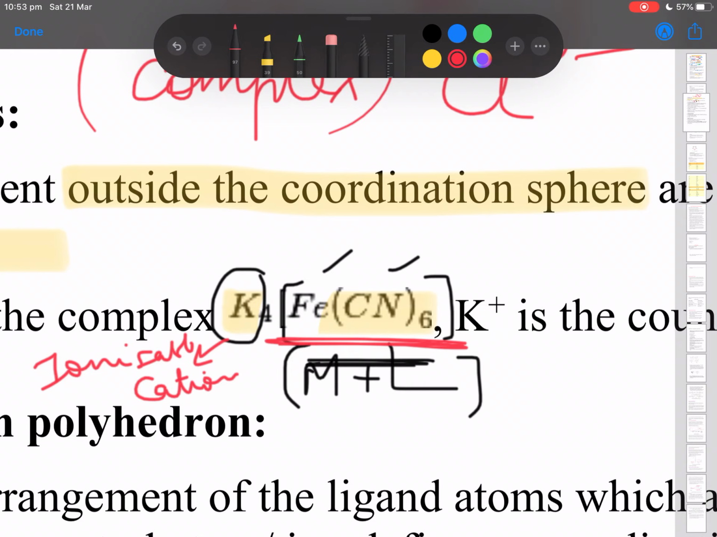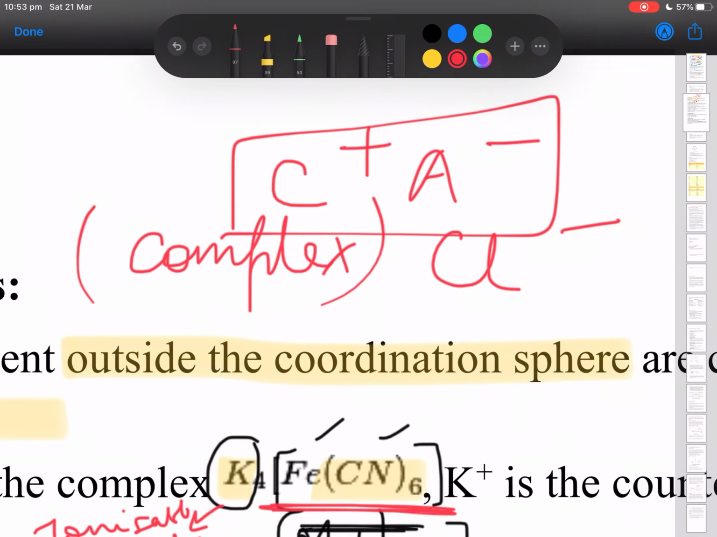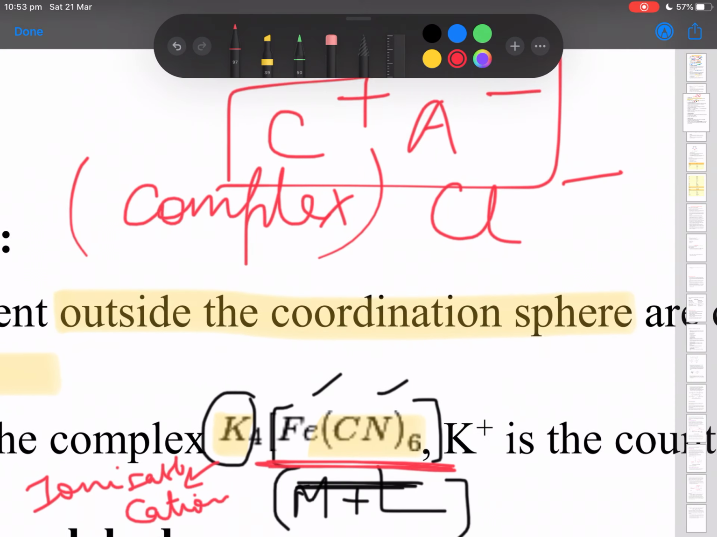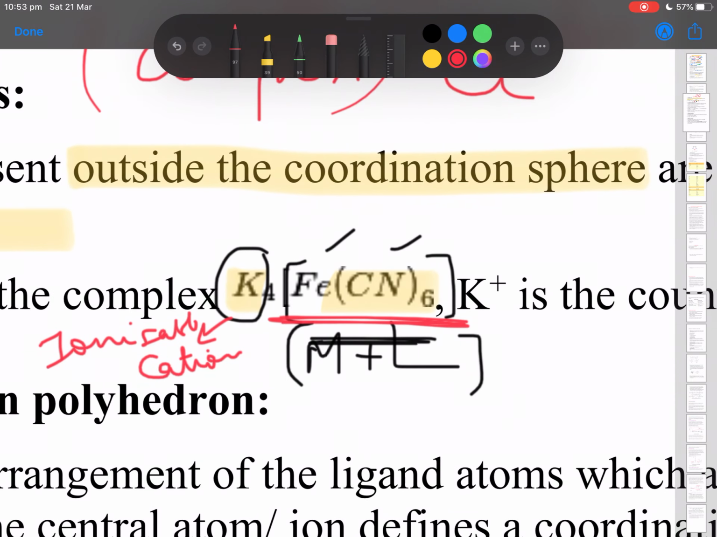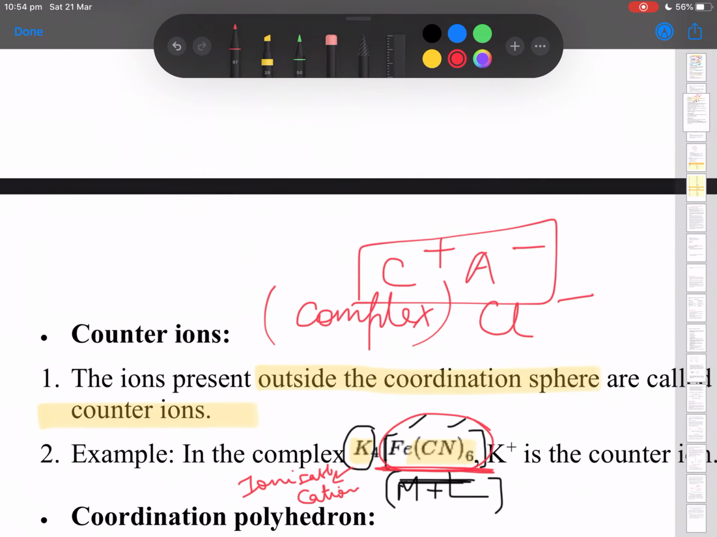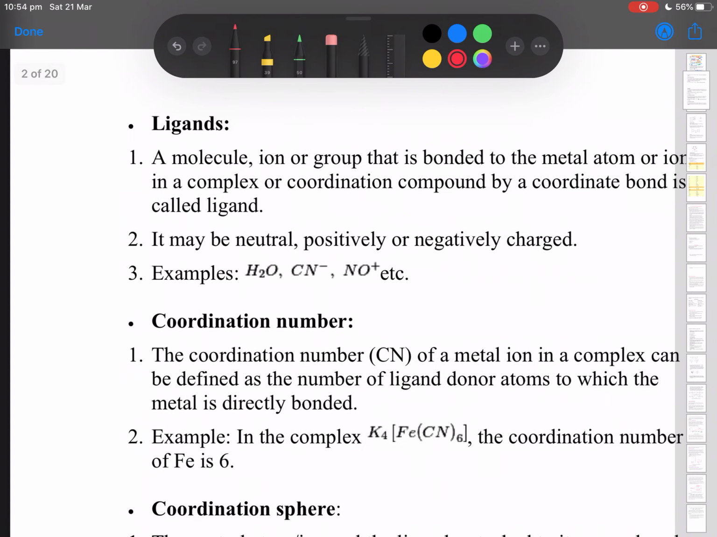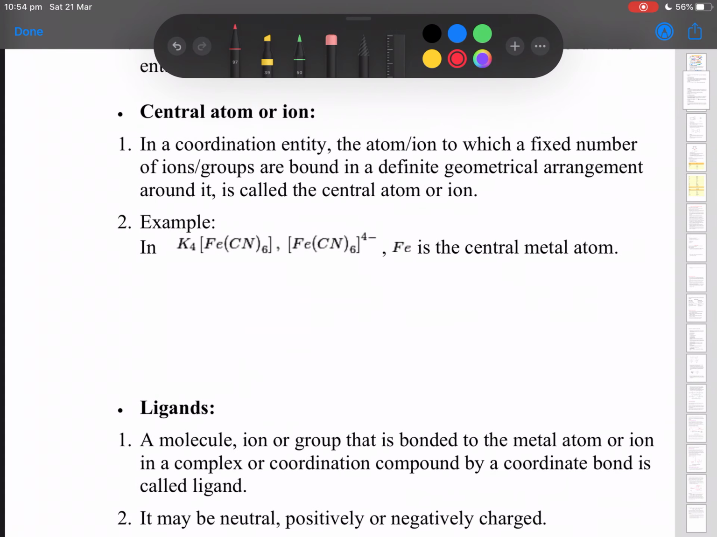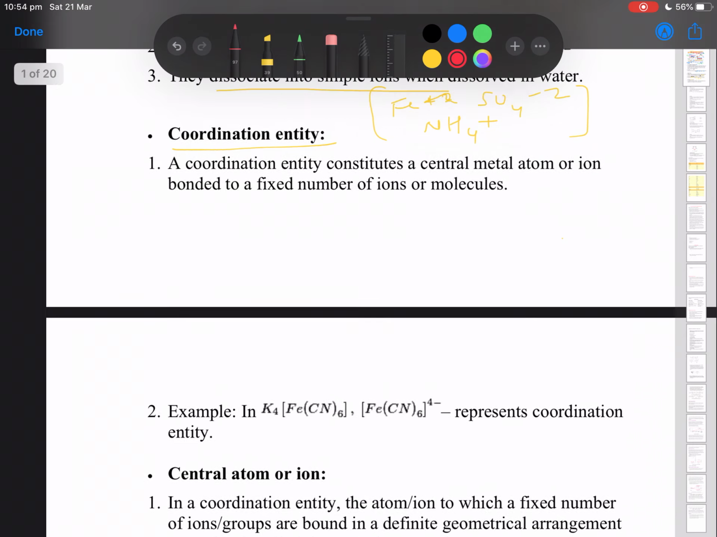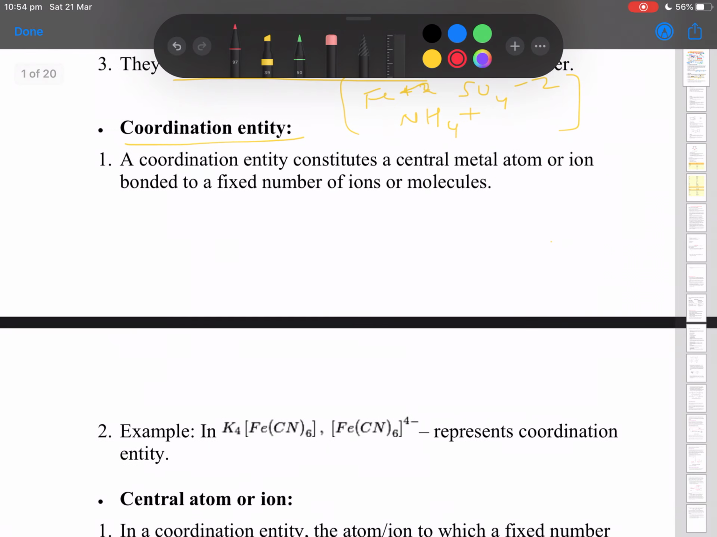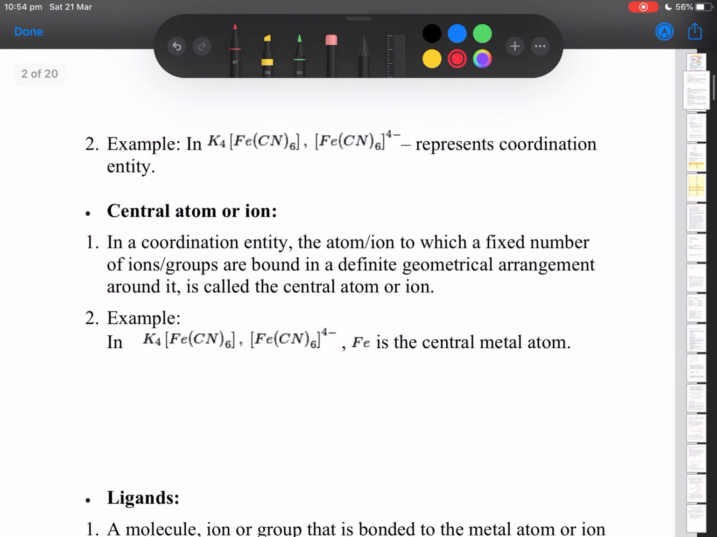Therefore, first of all, we have to write what did I say? Cation followed by anion. Therefore, potassium is written first followed by this entire complex. Very, very important point to make a note. Okay, so we understood what are counter ions, and we also understood these terms like coordination entity.